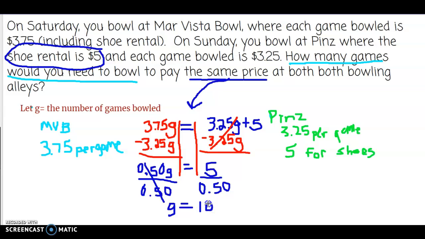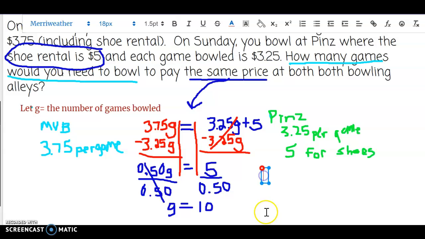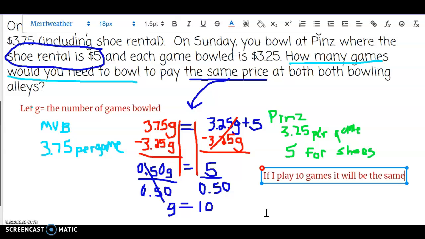So I am going to make a final statement with my text box that says, if I play 10 games, it will be the same cost at both bowling alleys. So I can play 10 games, and that's when that price will be exactly the same.